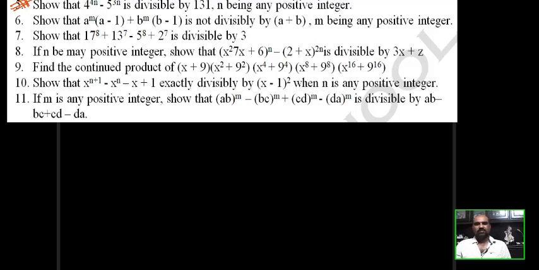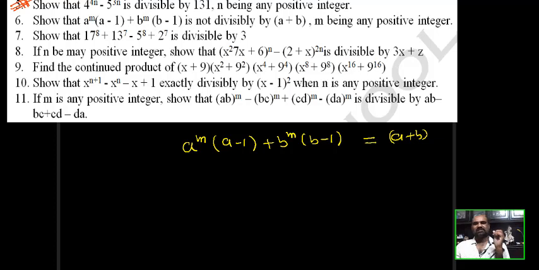Yeah, second problem, we want to prove that a power m times (a minus 1) plus b power m times (b minus 1) is not divisible by a plus b. Interesting problem, not divisible by a plus b. Okay. So a power m times (a minus 1) plus b power m times (b minus 1) is not divisible by a plus b. Means what we should prove? This is not in the form of (a plus b) into some integer.